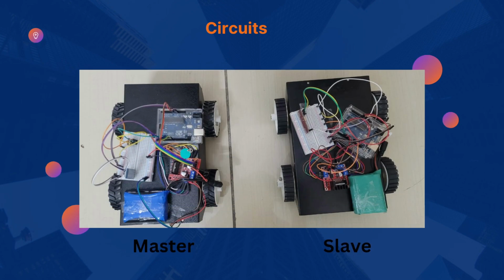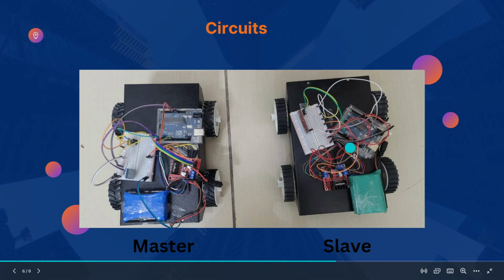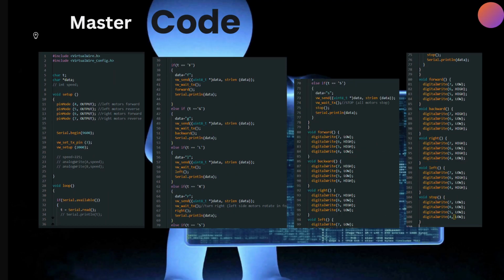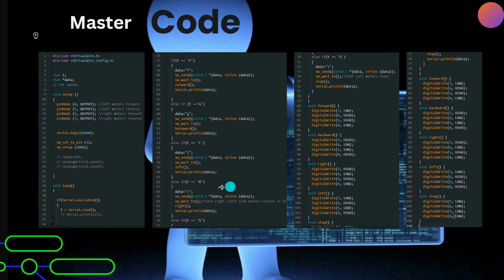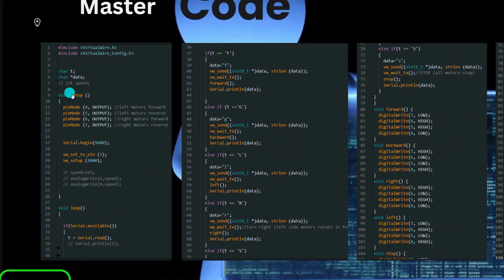Now, this is the circuit of my master car, and this is the circuit of the slave car. I know this is not that clear, so in my demonstration I shall be explaining these. Now the master code.